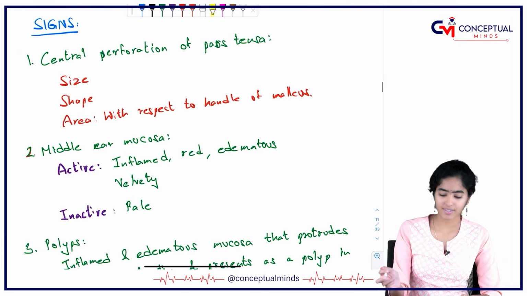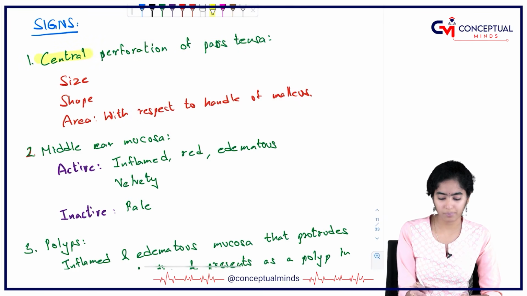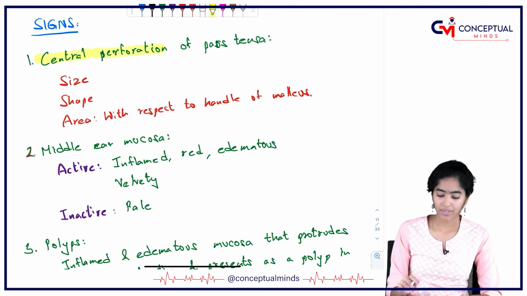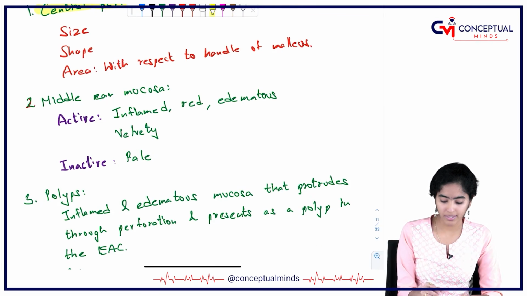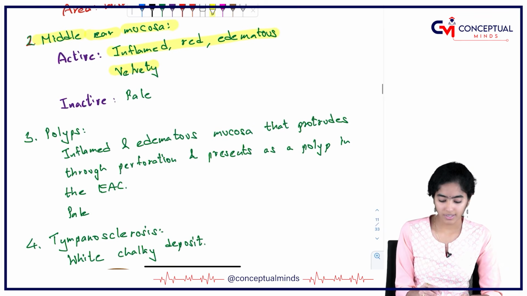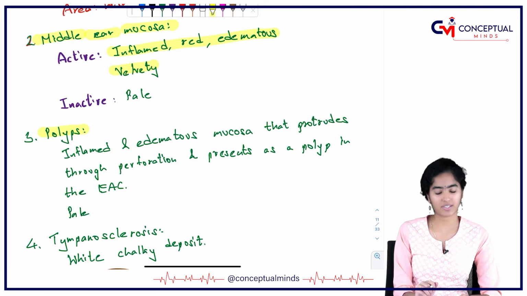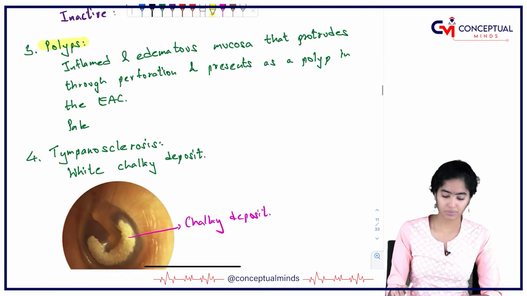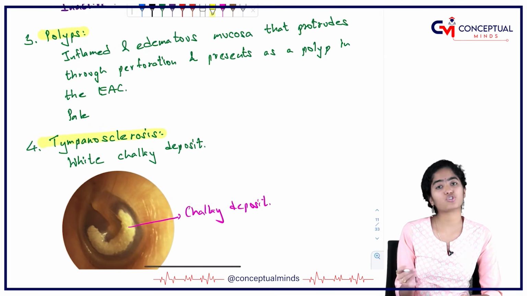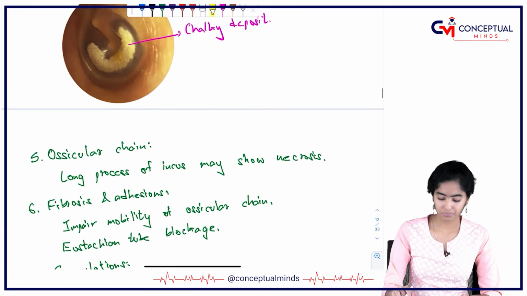And coming to the signs, the first sign that is observed is a central perforation of pars tensa. Then we have to observe the middle ear mucosa, which is inflamed, red and edematous in the presence of an active disease. Third is presence of polyps, which are inflamed and edematous mucosa protruding from the middle ear into the external ear through the perforation. Tympanosclerosis, that is chalky white deposits as seen in this picture, are observed all through.